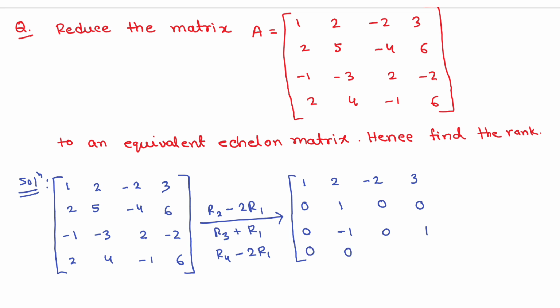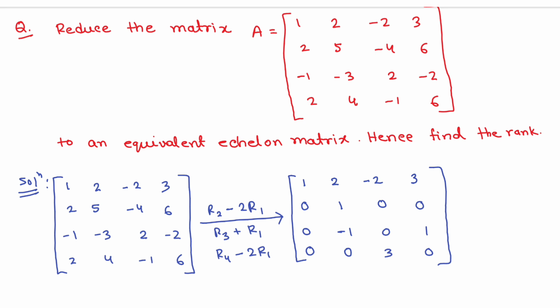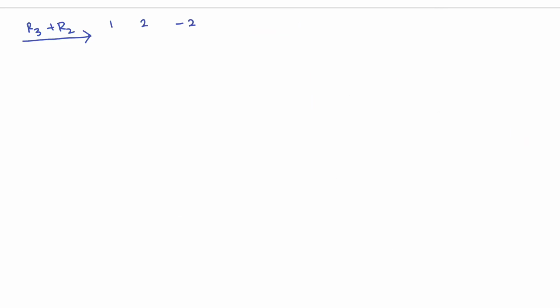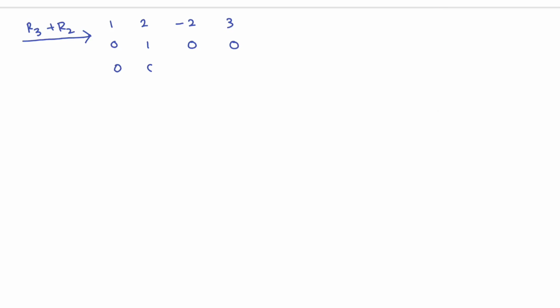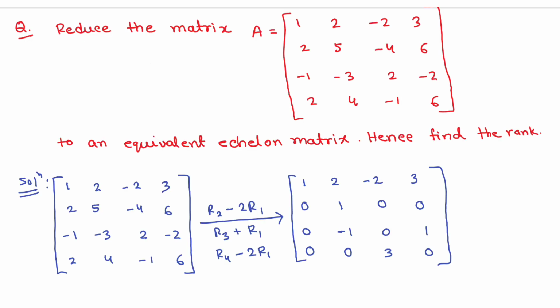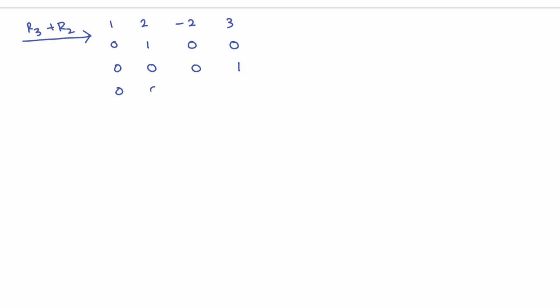0 3 0. Clear? Now next, the next operation is R3 plus R2. So first row 1 2 -2 3. Second row 0 1 0 0. Third row, R3 plus R2, so this will be 0 0 0 1. And the last one 0 0 3 0.